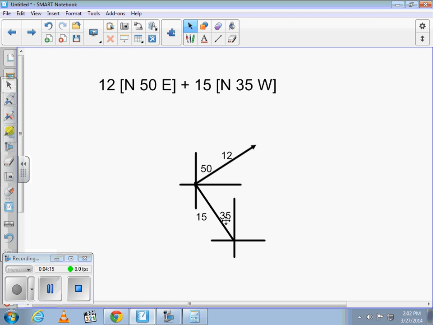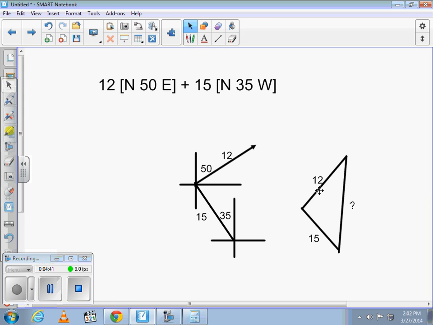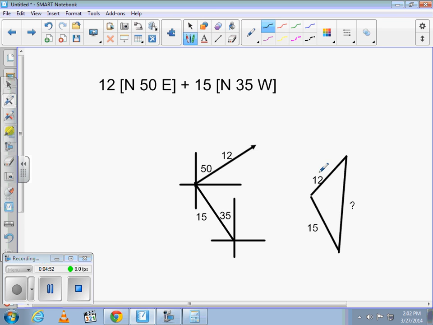Now, what I really need to know, I'm essentially putting together a triangle like this. And what I'm looking for is, first off, the magnitude of this side right here. Here we have a magnitude of 15, and here we have a magnitude of 12. I didn't do a very good job drawing that to scale. Let me shorten the 12 and lengthen the 15. Here we go.